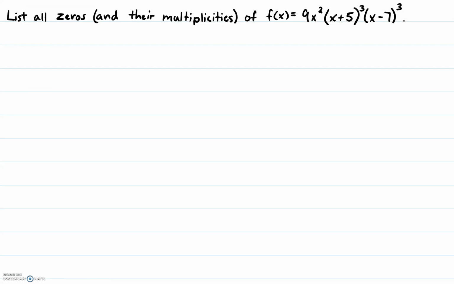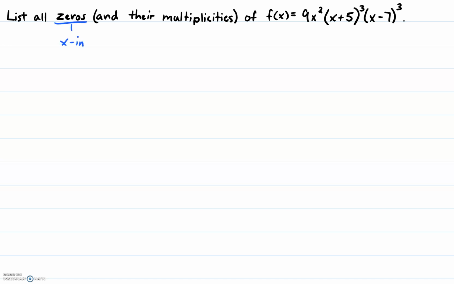In this video, we're going to list all of the zeros and their multiplicities of the polynomial function f of x is equal to 9x squared multiplied by (x plus 5) to the third multiplied by (x minus 7) to the third. So anytime we want to find zeros, that's really the same thing as finding x-intercepts.